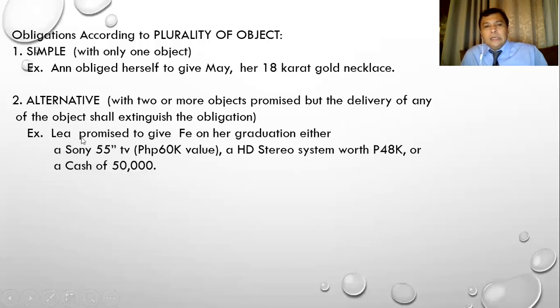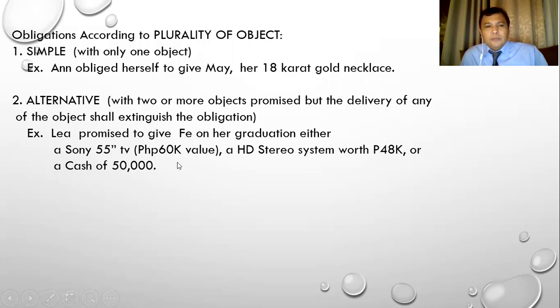Example, Leah promised to give Faye on her graduation day either a Sony 55-inch TV, which has a value of 60,000 pesos, a high fidelity stereo system worth 48,000, or a cash of 50,000 pesos. So in this case, it is in the alternative. Delivery of any one of these three extinguishes the obligation.